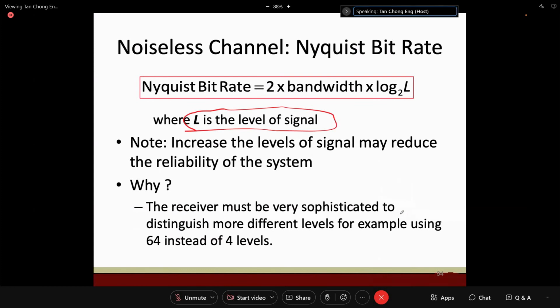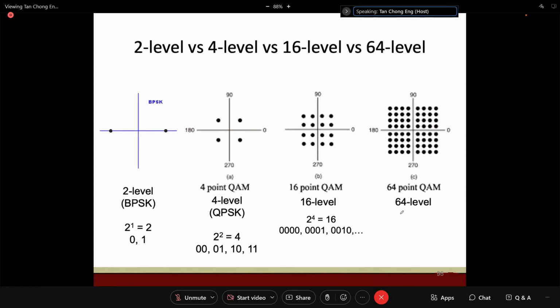But if you increase the L to, let's say, 4 levels, you compare BPSK at 2 levels to QPSK. QPSK has 4 levels. So when you have 4 levels, of course you can transmit more data. And of course you have 16 levels as well, and 64 levels. You look at the number of levels they have, and more data can be transmitted. It's as simple as that.